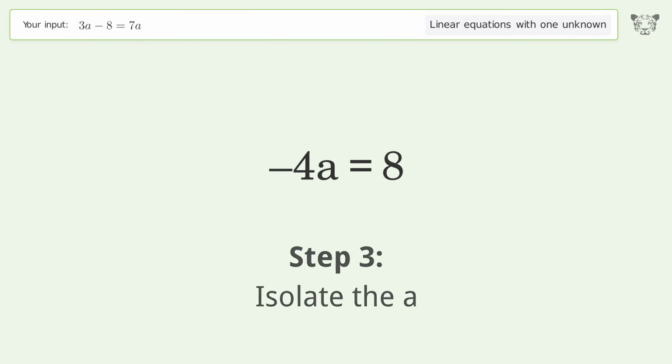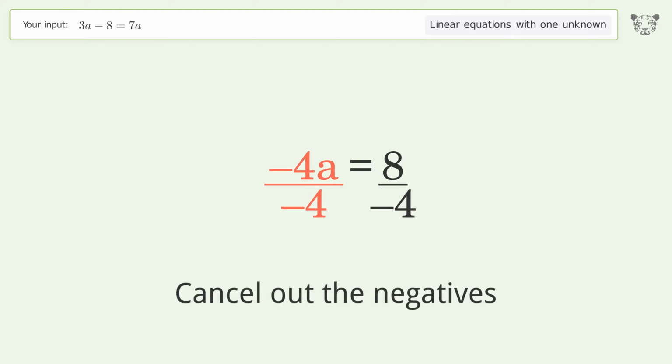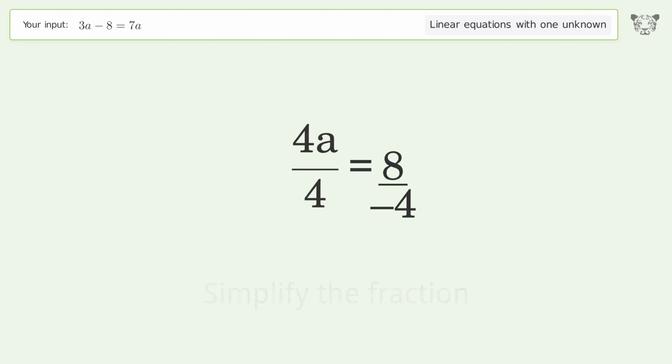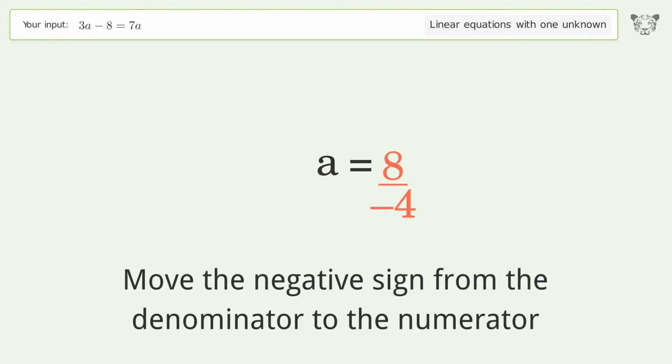Isolate the a. Divide both sides by -4. Cancel out the negatives. Simplify the fraction. Move the negative sign from the denominator to the numerator.